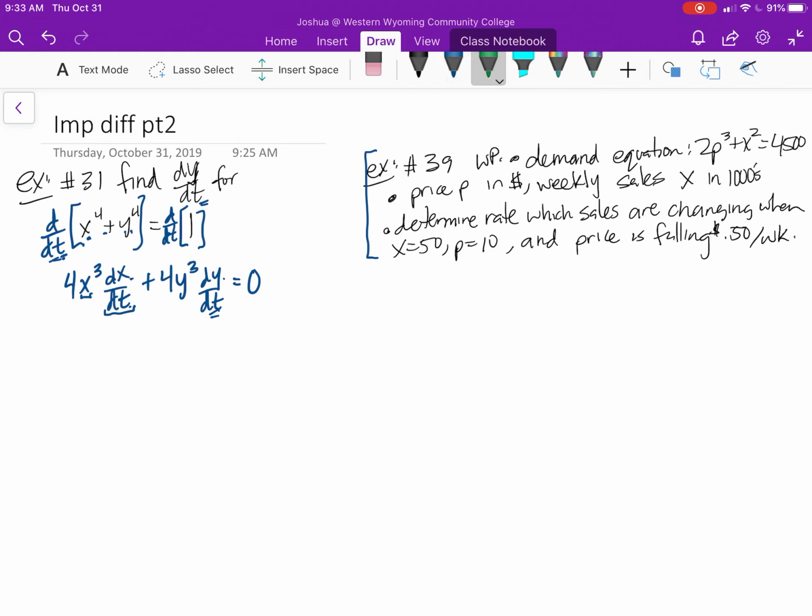Now, back to the problem. Find dy dt. I'm solving for this. Remember, if it helps, pretend this is another variable. Pretend it's like a z or something, right? Solve for z. So I need to subtract this whole thing to the other side. Negative 4x to the third dx dt. And now I have this 4y to the third multiplied by this dy dt, or z, whatever you want to do. Divide the 4y to the third out.